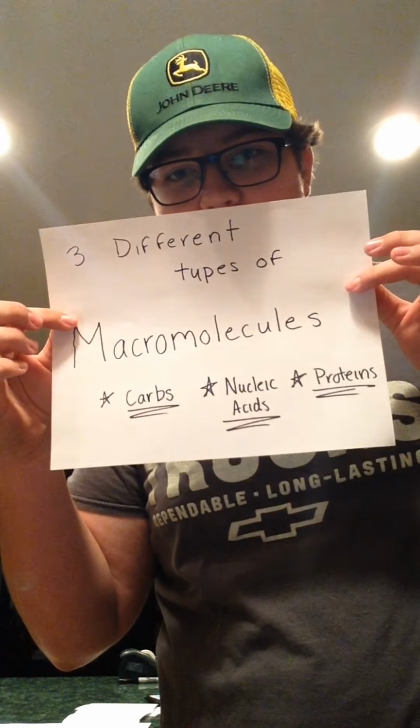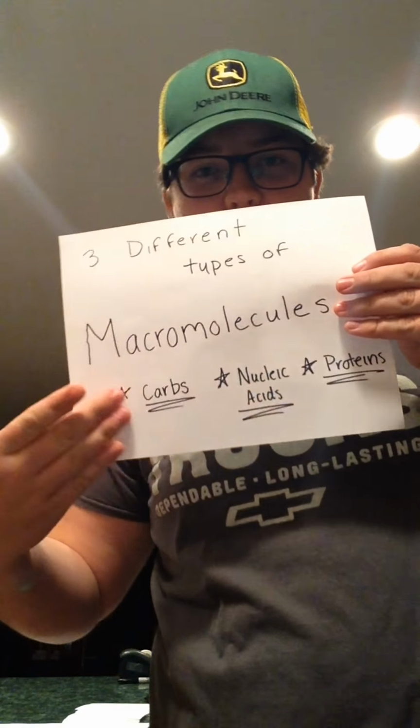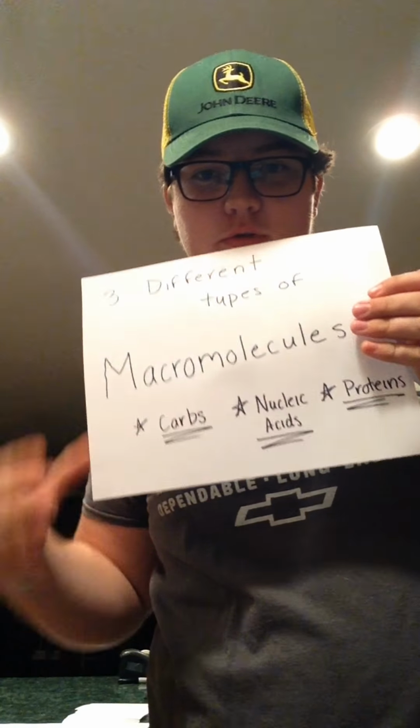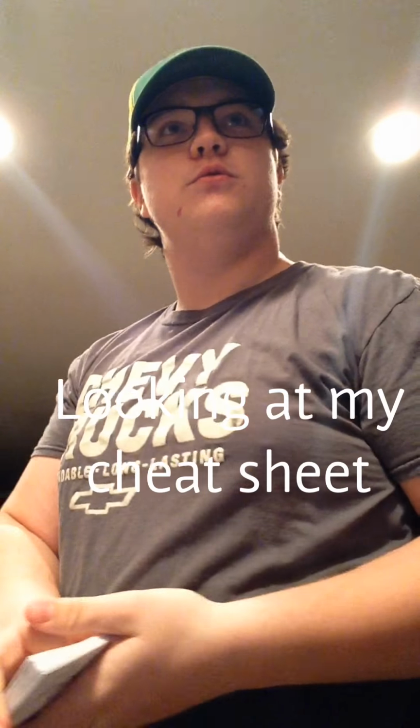Welcome to the video about macromolecules, the three different types of macromolecules. Now you may be wondering, if you didn't see on the paper behind me that I just held up, what are macromolecules? The three main types of macromolecules are nucleic acids, proteins, and carbs.